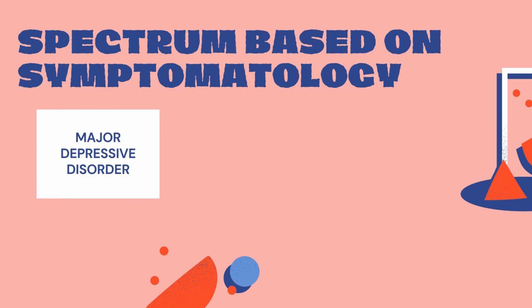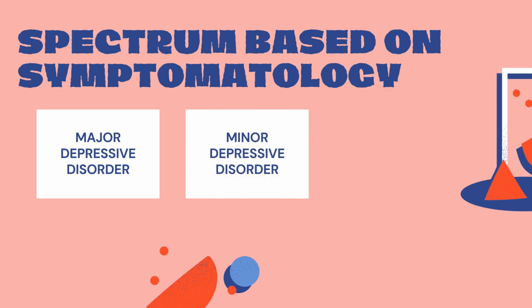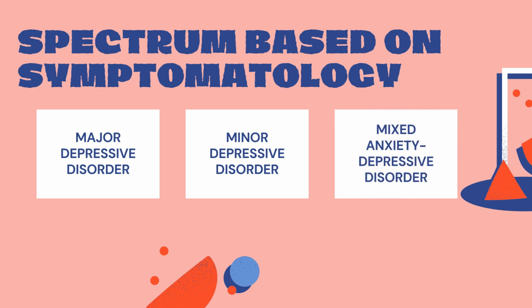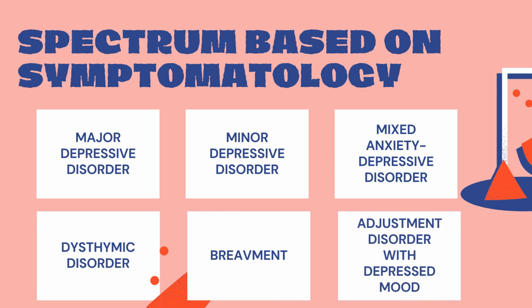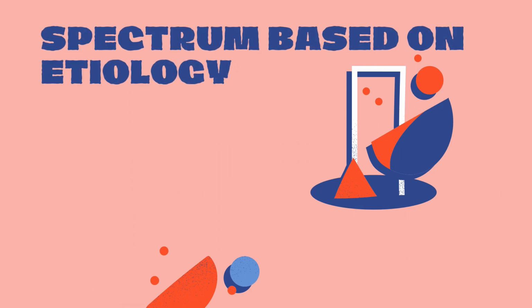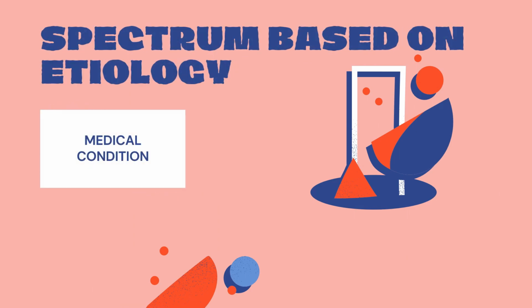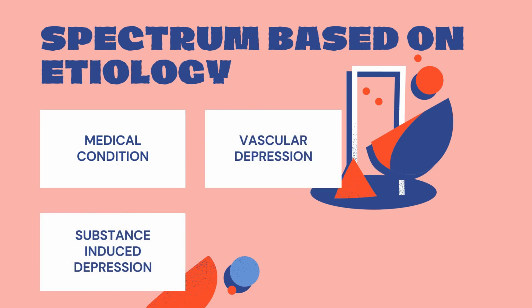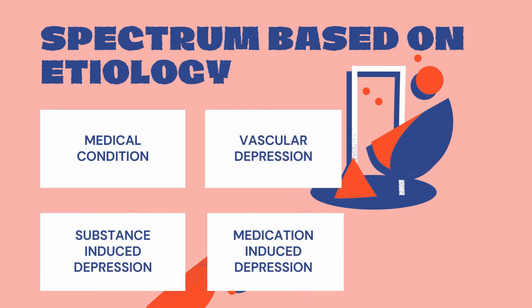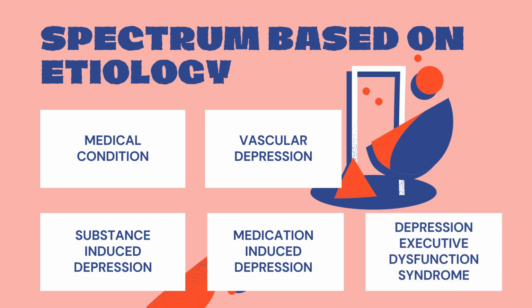This can be if it happened before 60 or after 60 years old. Minor depressive disorder, mixed anxiety depressive disorder, dysthymic disorder, bereavement, and adjustment disorder with depressed mood. Some causes of depression can be medical conditions such as cancer or chronic pain, vascular depression, substance-induced depression, medication-induced depression, and depression executive dysfunction syndrome.